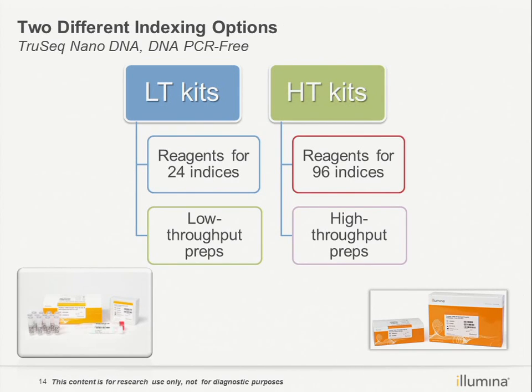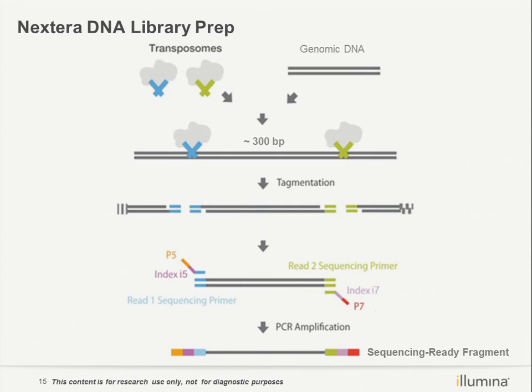And for both kits, we have two different options for the low throughput experiment or high throughput experiment. The difference is the indices. For this kit, we provide 24 indices. That means you can pool 24 samples together in one library. And here we provide 96 indices, so it's for the high throughput preparation.